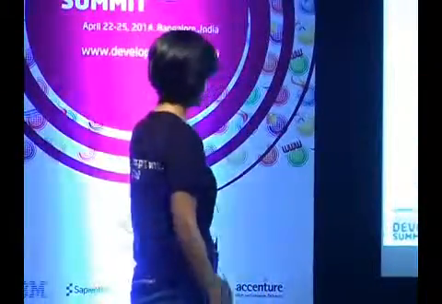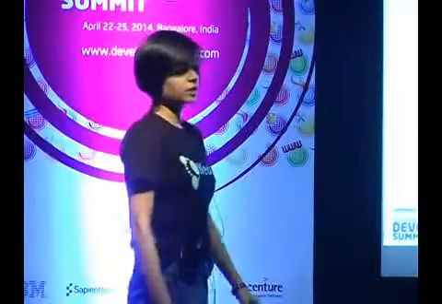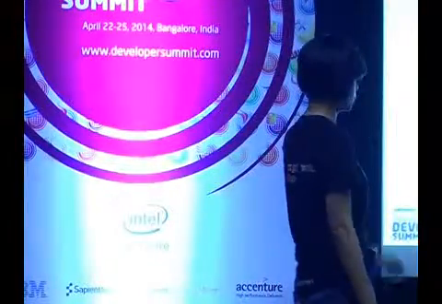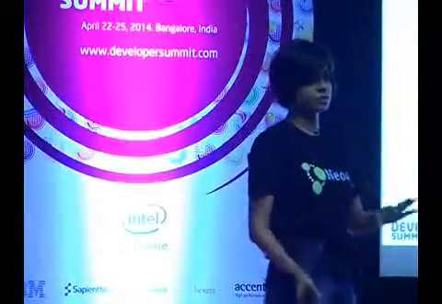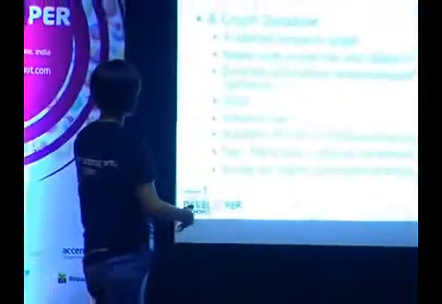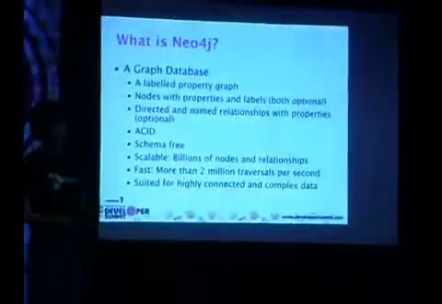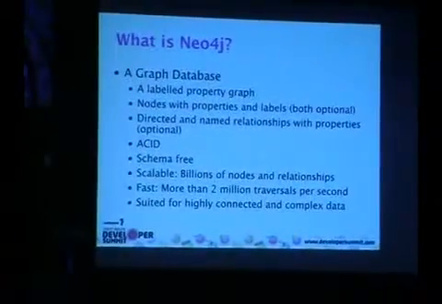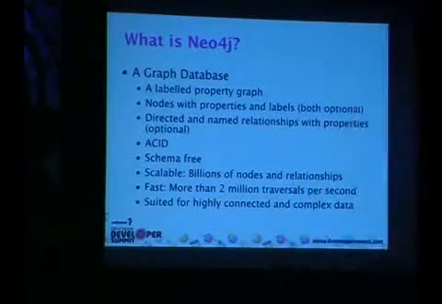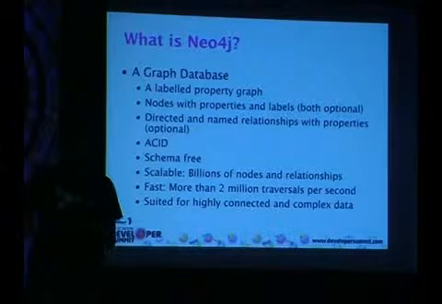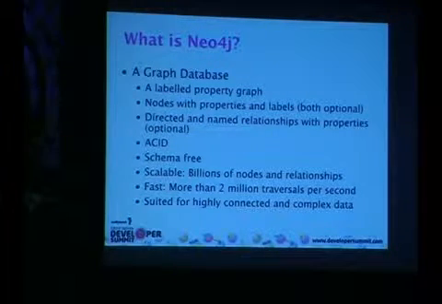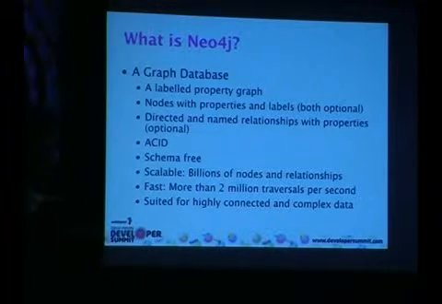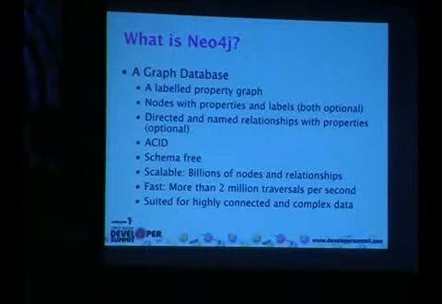So Neo4j is a graph database. Specifically, it's a labeled property graph. So you have edges and vertices, the mathematical concept. In a graph database, same thing, but we typically refer to them as nodes and relationships. So you have nodes with properties and labels. Both are optional. A property is a key value pair, which allows you to describe your node better. You need not have properties, but you usually do have at least one property.